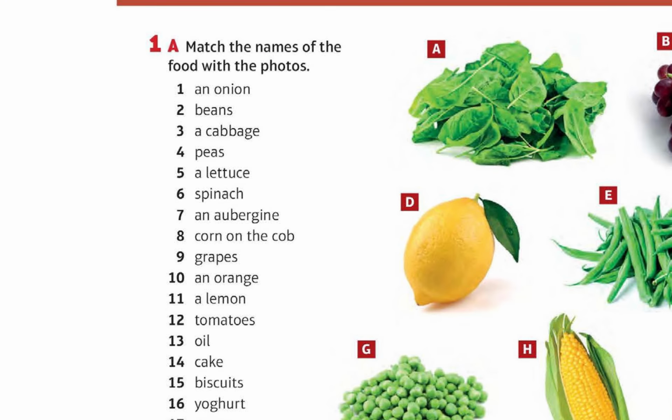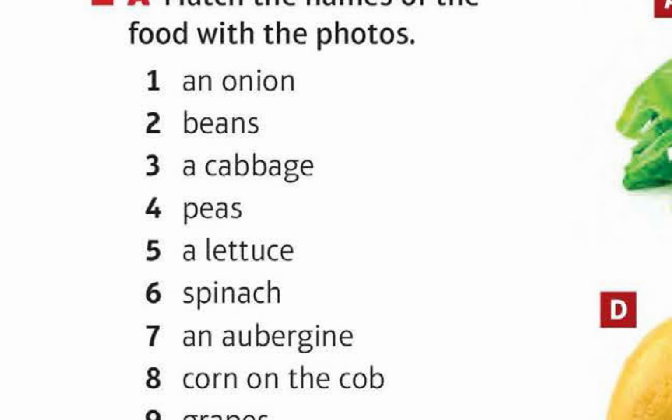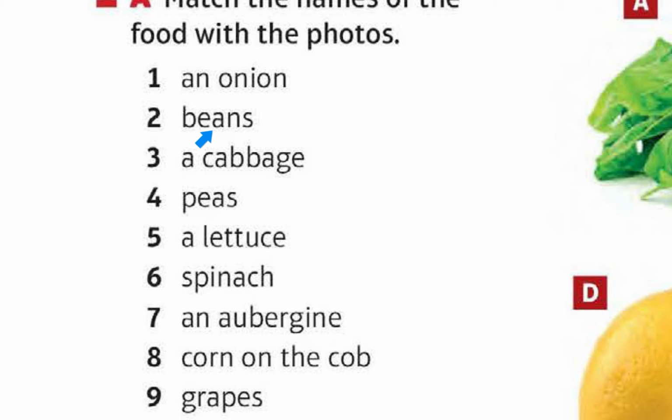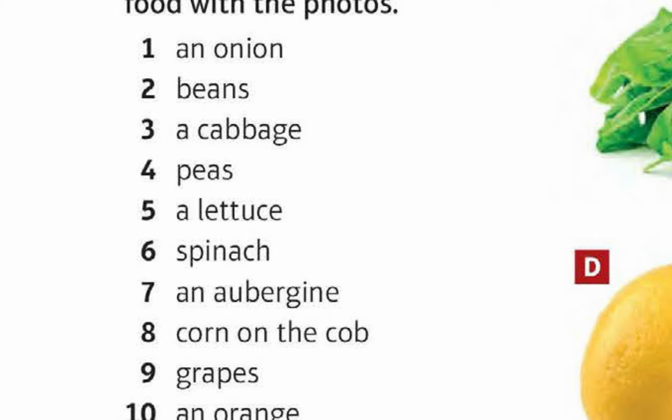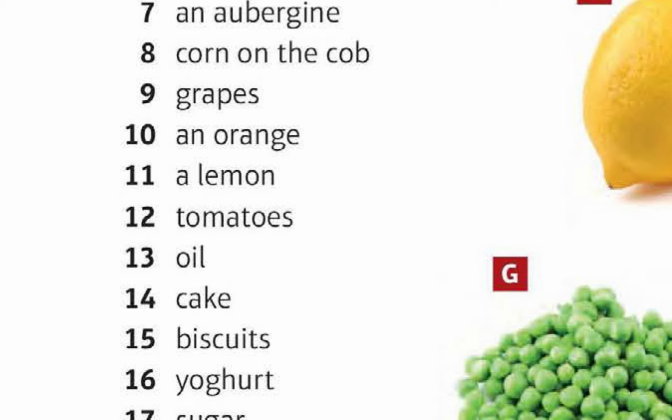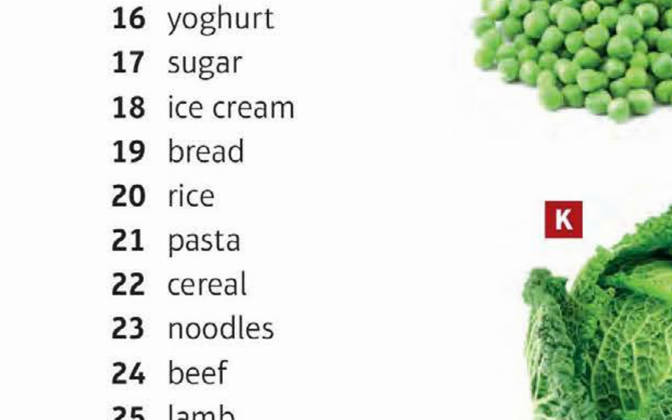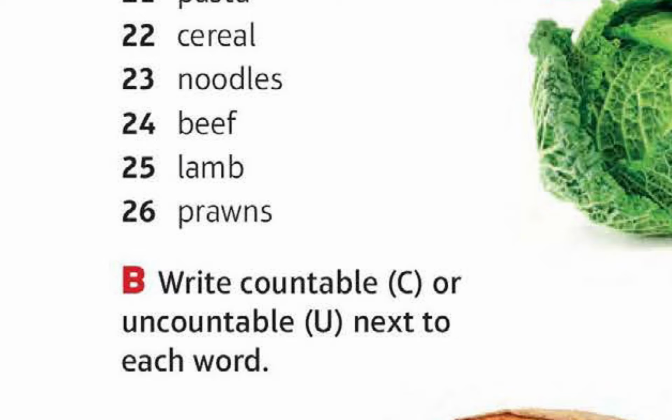And what is the sound of these new words? Well, this is the sound of these words. An onion, beans, a cabbage, peas, a lettuce, spinach, an aubergine, corn on the cob, grapes, an orange, a lemon, tomatoes, oil, cake, biscuits and yogurt, sugar, ice cream, bread, rice, pasta, cereal, noodles, beef, lamb and prawns.